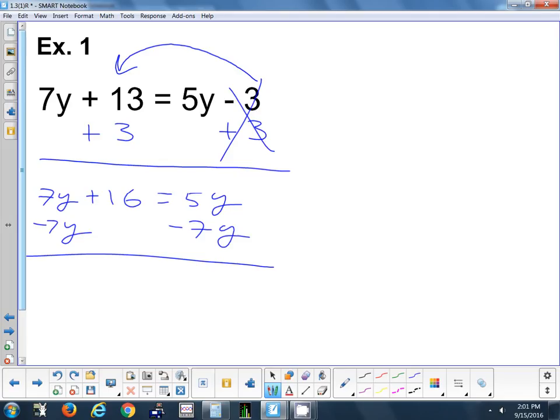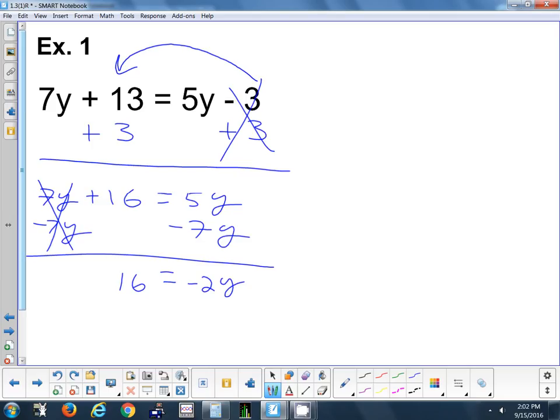So now when we do it, 7y take away 7y, that's gone. And Liam, what do I have on the left? Yep, just the 16. And how about on the right? That's 5y, take away 7y. Careful, that would be 7 take away 5. Oh, this is 5 take away 7. Negative 2? Negative 2, yep. So we get negative 2y.